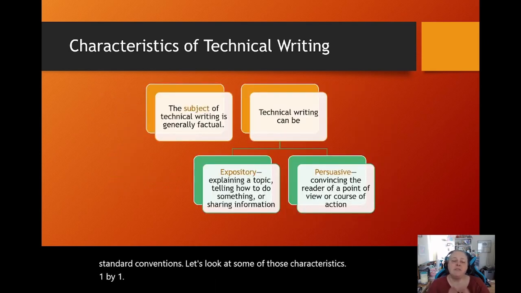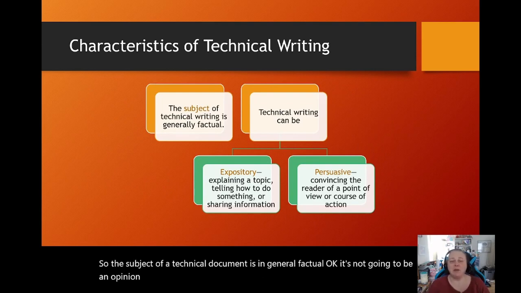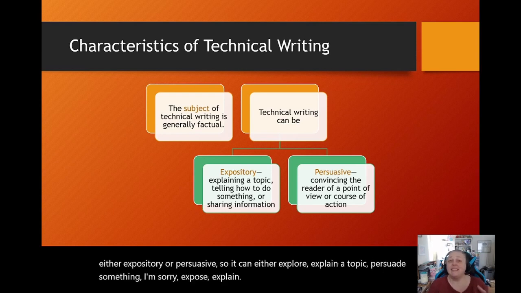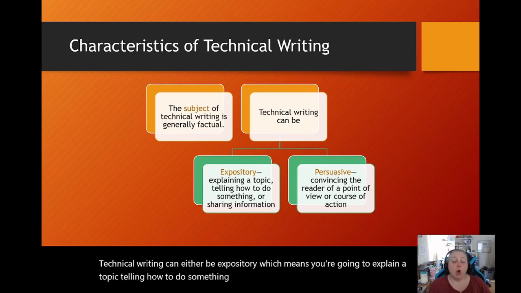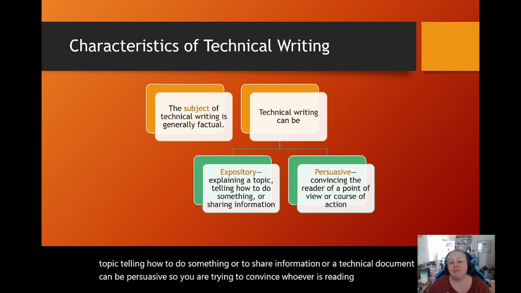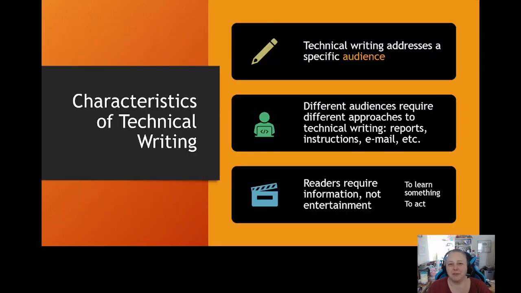So the subject of a technical document is, in general, factual. Okay, it's not going to be an opinion-based document. It is going to be just the facts. Technical writing can either be expository, which means you're going to explain a topic, telling how to do something, or to share information. Or a technical document can be persuasive. So you are trying to convince whoever's reading this document of a specific point of view or to take a specific course of action.